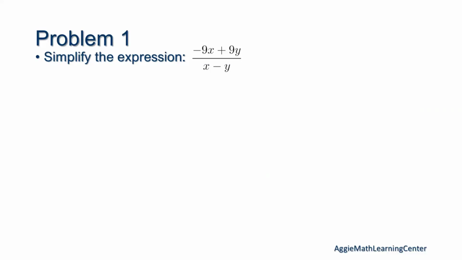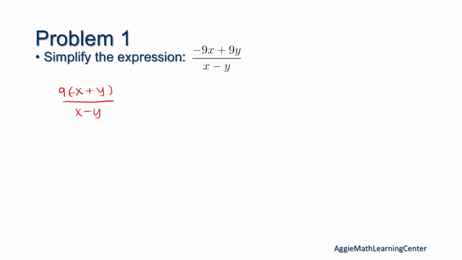Here we have a rational expression. The first thing I see is that both the terms on the top have a 9 in them. And so I'm going to pull out a 9 from both expressions on the top. So this gives me 9 times negative x plus y. If I multiply that 9 back in, it still gives me negative 9x plus 9y. And then I have x minus y on the bottom.